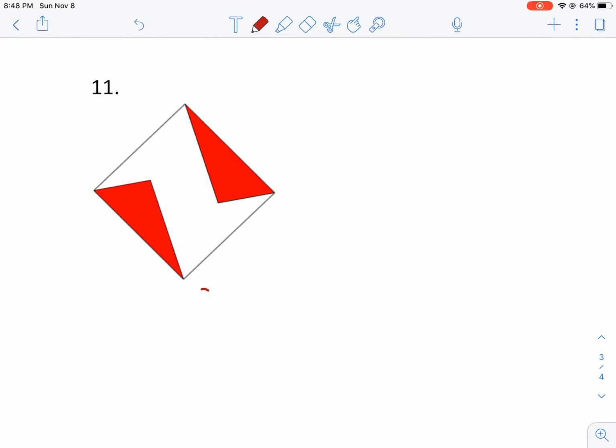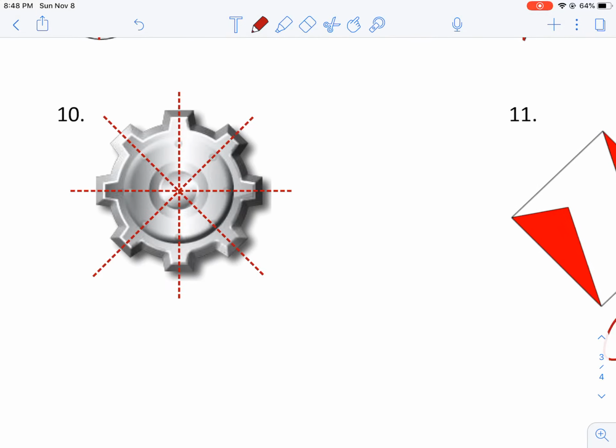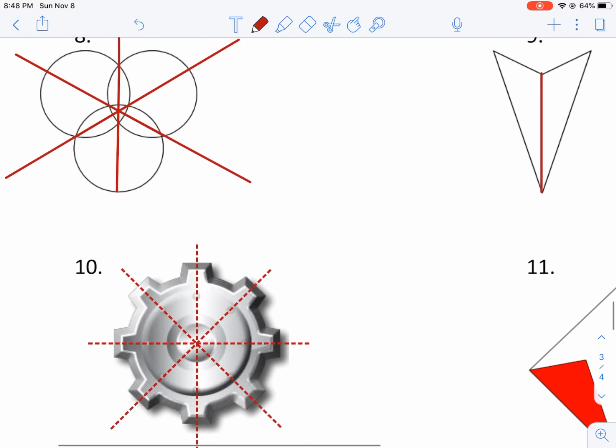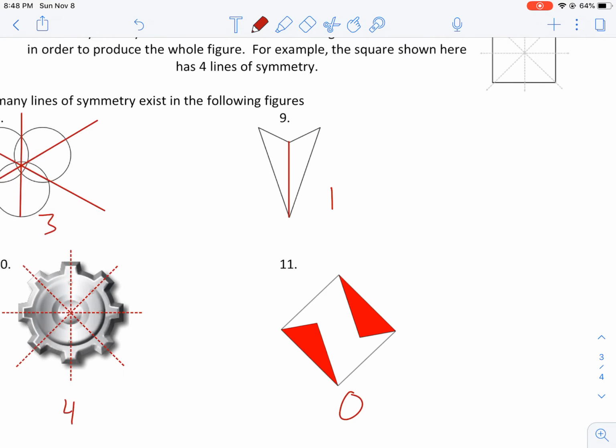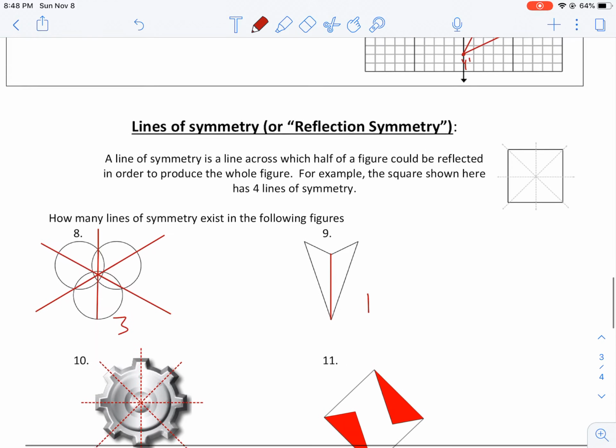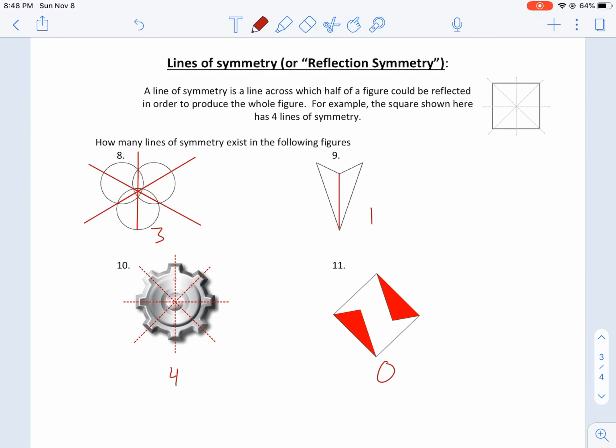So I forgot to write the numbers the whole time. How many did I draw on this one? 4. So this one has 4 lines of symmetry. This one has 3 lines of symmetry, and this one has 1 line of symmetry. So we'll get some more practice with this. It's just kind of weird, just looking at it, and that's literally all you can do with it.